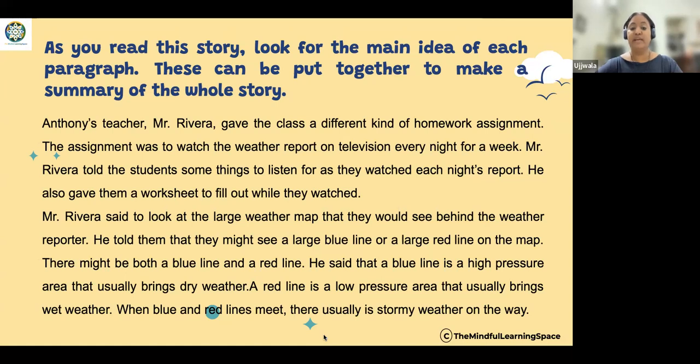Okay. So in this paragraph, what is the main idea? Yes, Chitra. Okay. Mukund, do you want to say? Chitra can say it. Yeah, Chitra. Okay, so Mr. Rivera gave the class homework to watch the weather report and write their observations. So there is a class teacher who gives a homework assignment for preparing a weather report. Is it right, Mukund? Yeah. Pranav, what do you think? What is the main idea in the first paragraph?